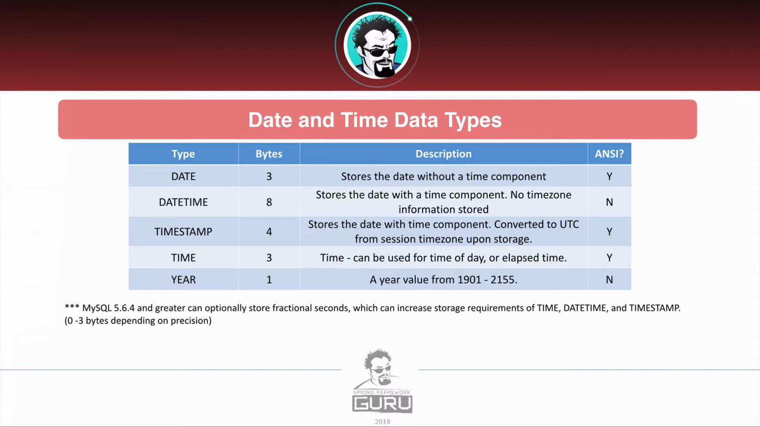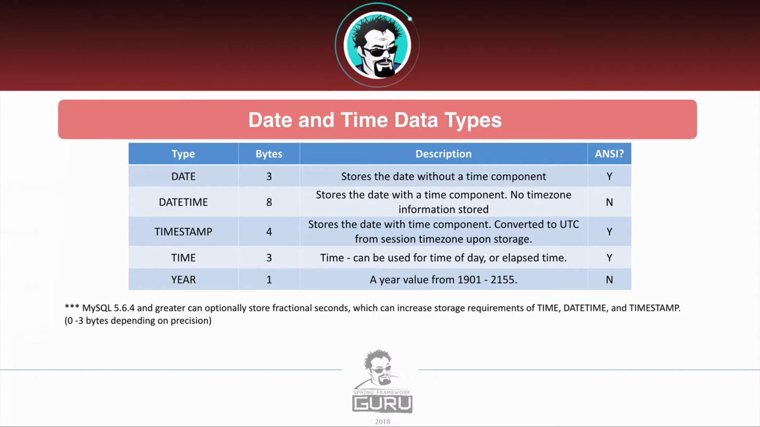And then we have DateTime, and as far as I know, this is not an ANSI data type, but you can see when we go from date to DateTime, we get a large jump in the number of bytes that are consumed to store that value. Now, timestamp, the trick here, this also stores date and time, but it gets converted to UTC, so universal time. So basically the time zone gets lopped off.